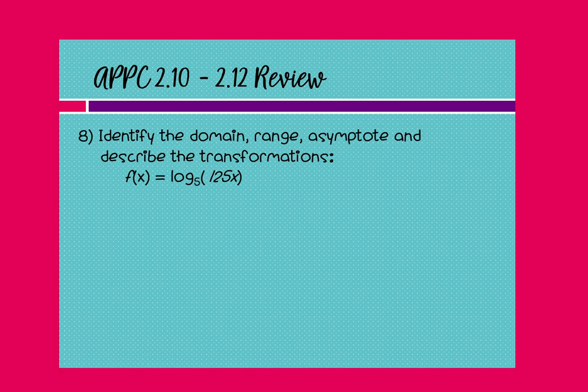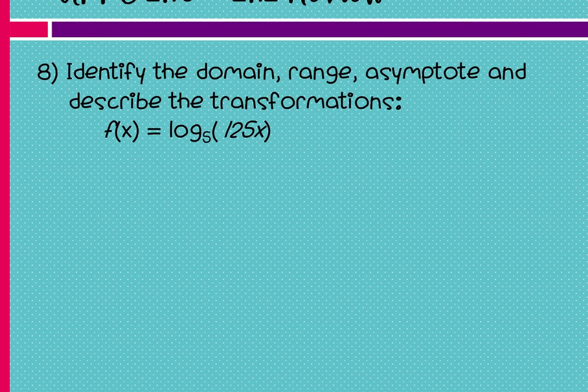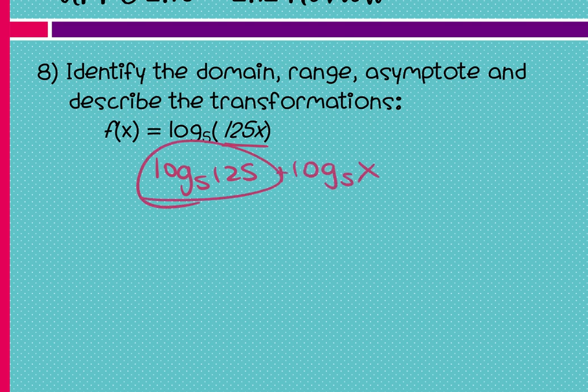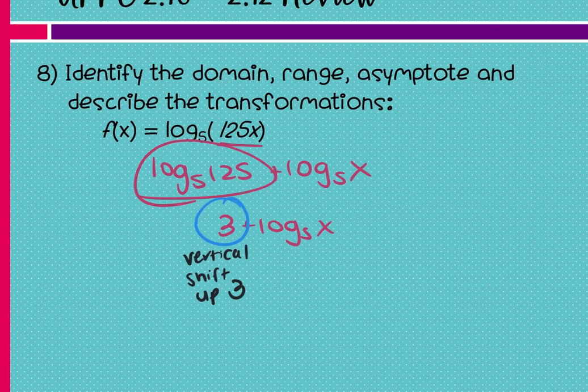And the last one said identify the domain, the range, and the asymptote, and describe the transformations. Your goal here is to expand this out. When I expand log base 5 of 125 plus log base 5 of x, log base 5 of 125 becomes what? 3. Now I have a vertical shift up. So you can say vertical translation up. You could say vertical shift up, but it should be vertical shift up 3. You can write up 3. That's fine. You just can't write vertical 3.